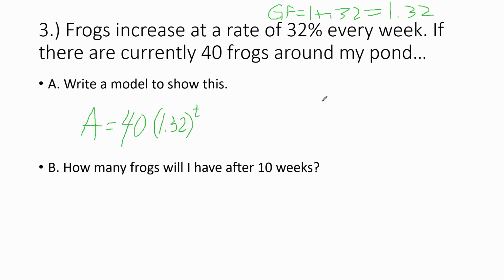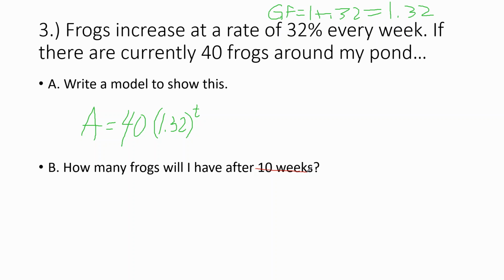Anytime they ask you for a model, you should have 2 different variables because they have to account for both the horizontal and vertical axis. So when it says write a model, make sure you have, in this case, A and T. When we did linear, we used X and Y, but you should always have 2 variables for your models.